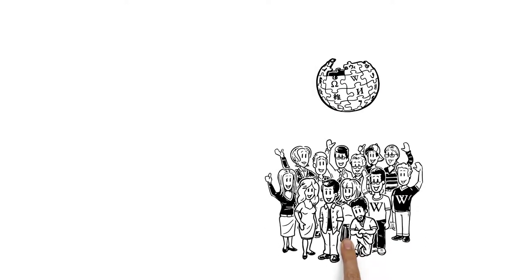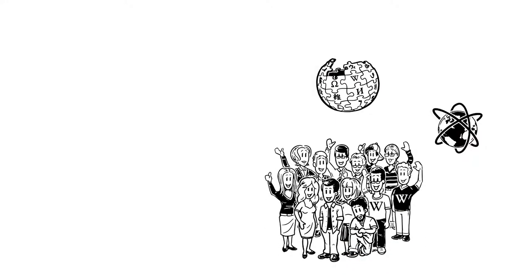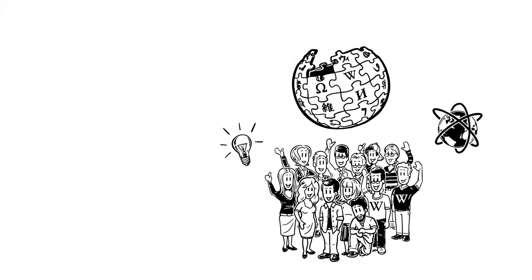Wikipedia is edited every day by thousands of volunteers from around the world. Truly, everyone can contribute their knowledge. It's a great system, and it's what made Wikipedia the largest encyclopedia and one of the most popular websites on the internet in only a few years.